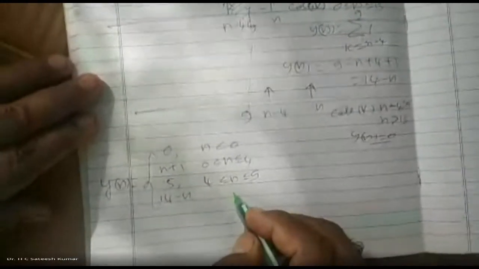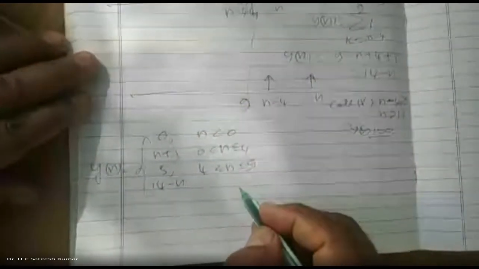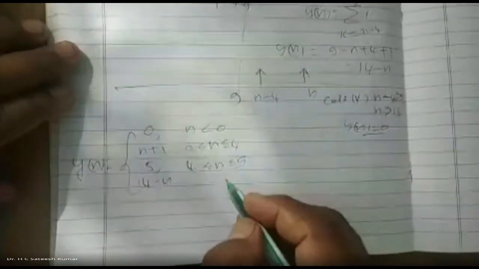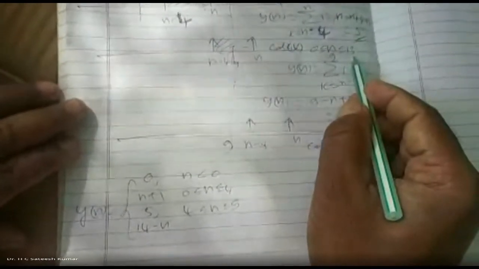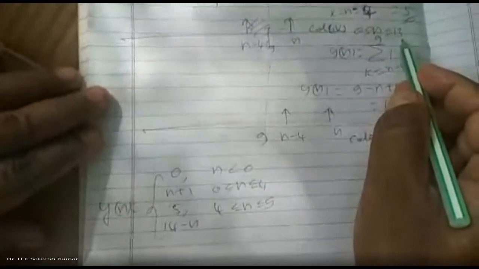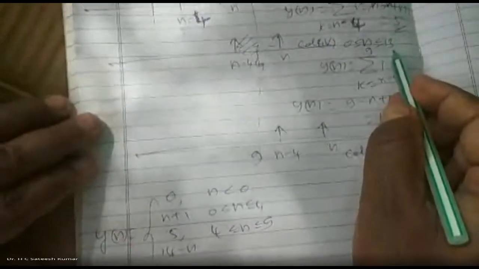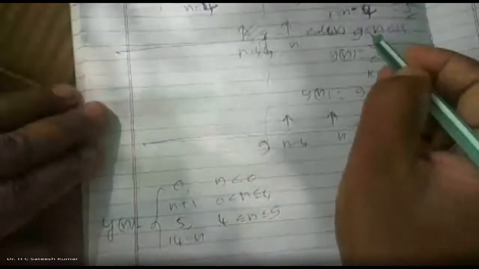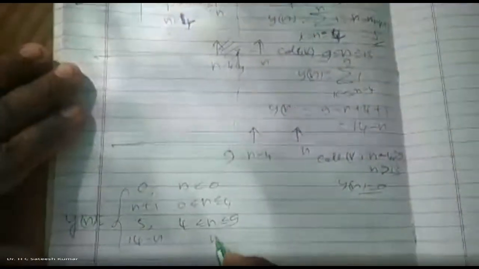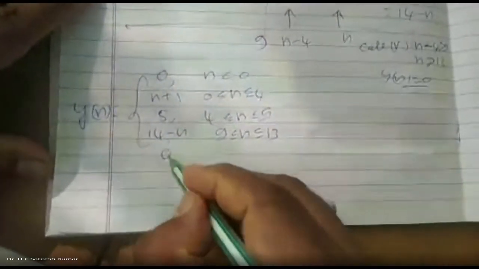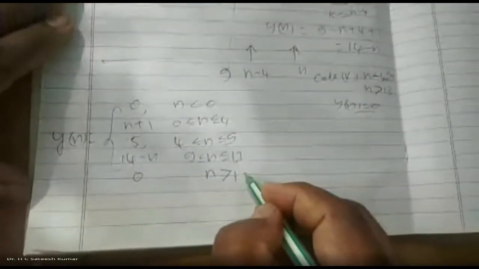Sorry. This is the third case. The fourth case, not 0 to 13, sorry, 9 to 13. So when the right edge is moving here, it is 9 to 13. n lies between 9 to 13, its value is 14 minus n, and it is equal to 0 for n greater than 13.